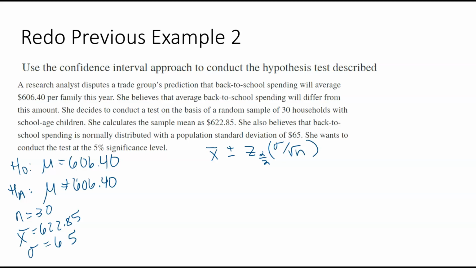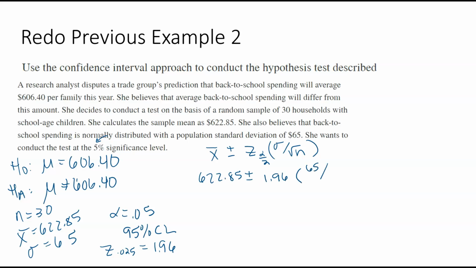So what do we have here? We have a 5% significance level. So a 5% significance level, 0.05, assumes a 95% confidence level. So what is the z associated with 0.025? Remember, it's the alpha divided by 2. Or what is the associated z-score for 95%? 1.96. So we've got 622.85 plus or minus 1.96 times 65 over the square root of 30. So when we type that into our calculator, the margin of error is 23.26.